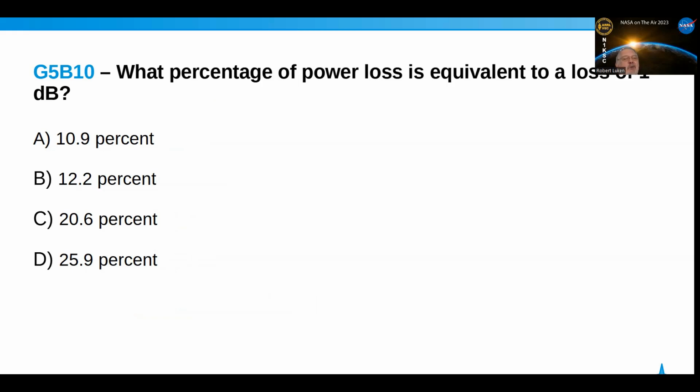Okay, and here's the one you'll dread. What percentage of power loss is equivalent to a loss of 1 dB? We all know the answer to that one.